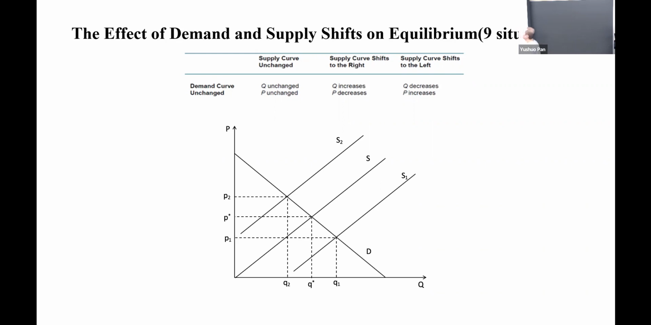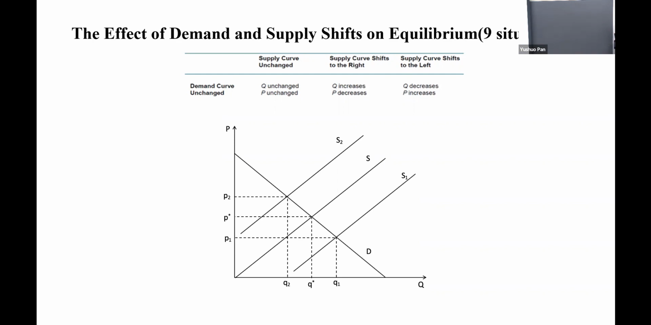What if the demand curve doesn't change, but the supply curve shifts to the left, which means the supply curve S is going to shift to S2, shifted to the left. So again, with the new intersection, you can see quantity decreases and the price increases. These 3 are the easiest scenarios.